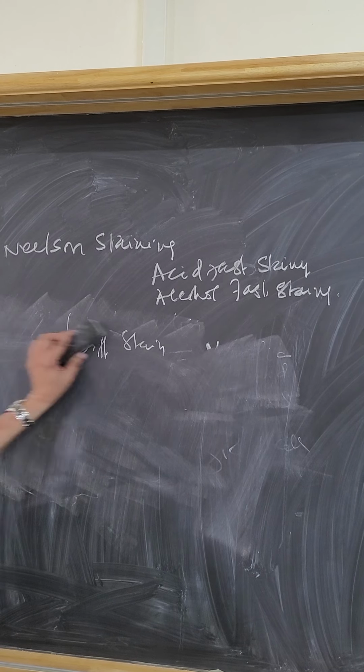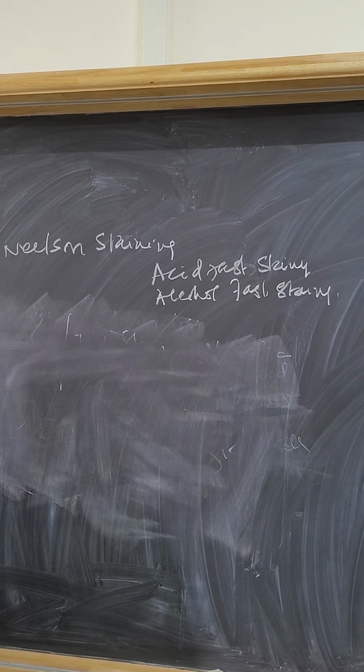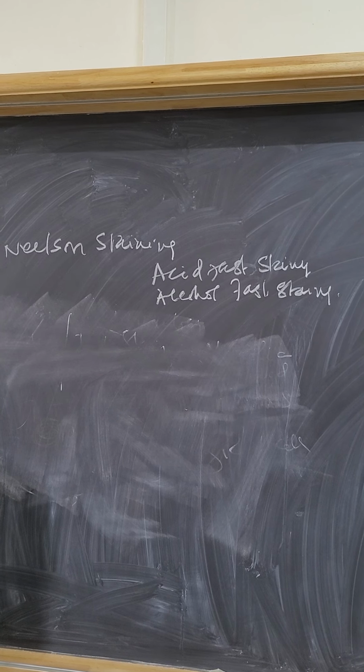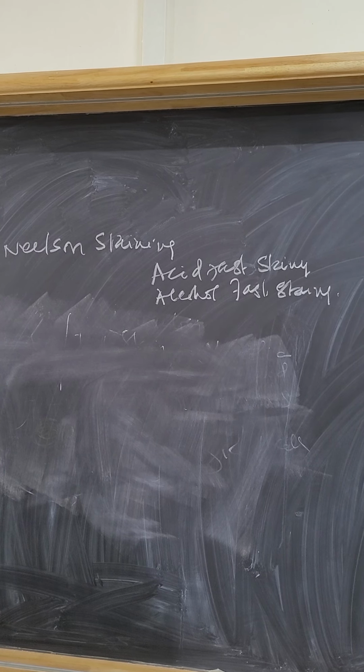Procedure. How many steps? It is a 3-step procedure. Remember it as CAM, whereas gram staining is VIAC, 4-step. Ziehl-Neelsen staining is a 3-step procedure.